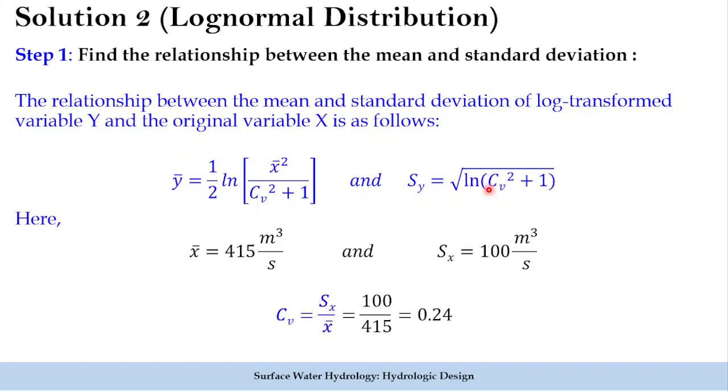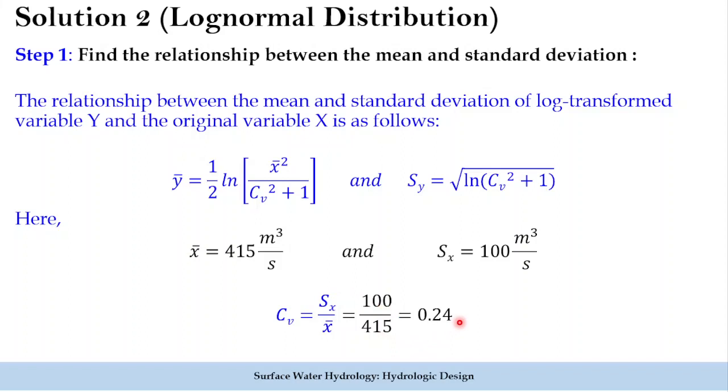Now we know that the X bar, which is already provided in the problem, is 415 meter cube per second, and the standard deviation of X, which is the original standard deviation, is also provided, which is 100 meter cube per second. Now the coefficient of variation is given as the ratio of standard deviation of X by mean of X. So it comes as 100 divided by 415, which is equal to 0.24, the coefficient of variation.